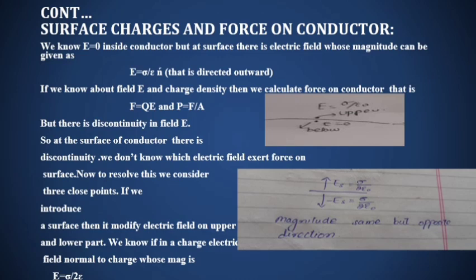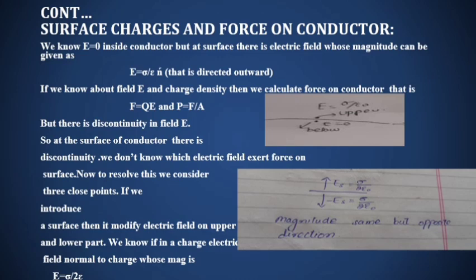Inside the conductor, the electric field is 0, but at the surface there is an electric field whose magnitude is given by E equals sigma over epsilon, times n, where n is the unit vector directed outward. If we know the electric field E and the charge density, then we can calculate the force on the conductor, F equals QE, and similarly the pressure, P equals F over A.